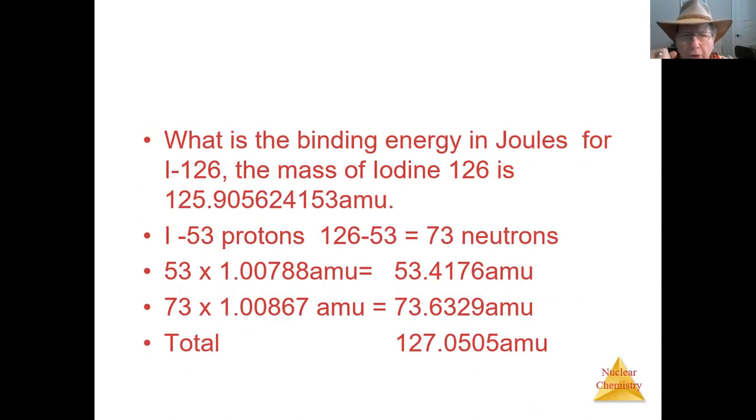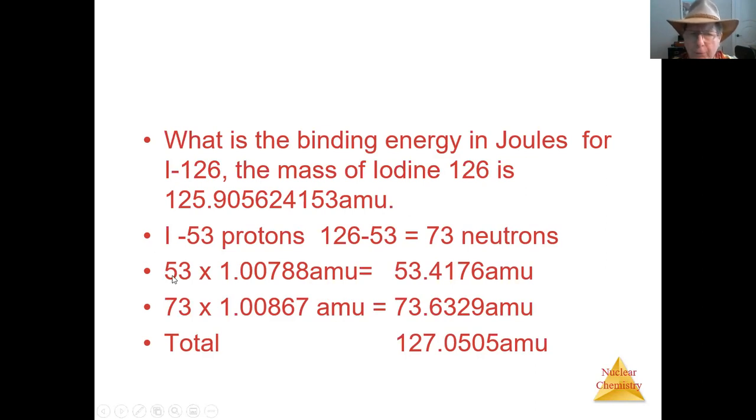Just like we did for the copper. We know that iodine has 53 protons. If it's iodine-126, then I subtract 53 from the 126, and I get 73 neutrons.